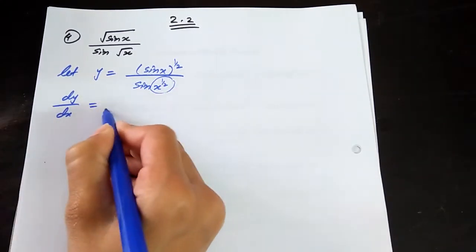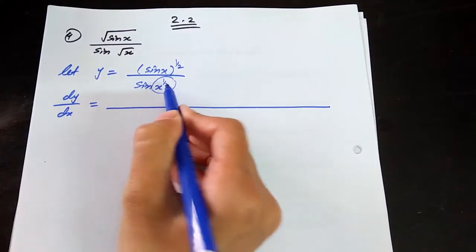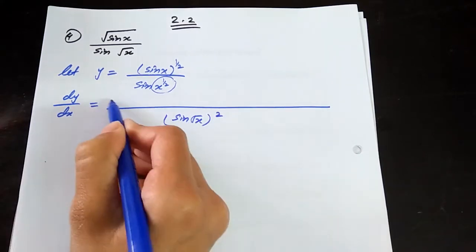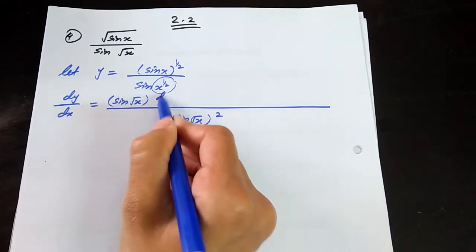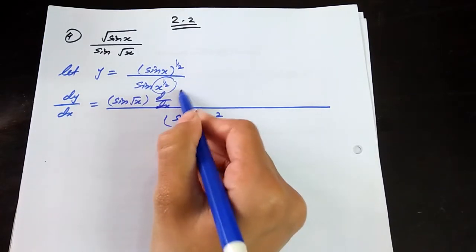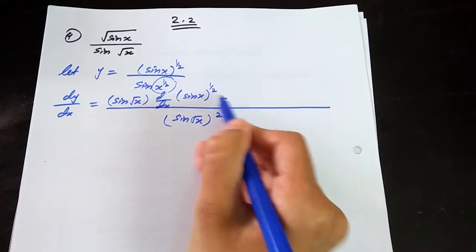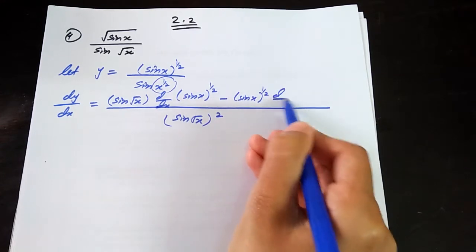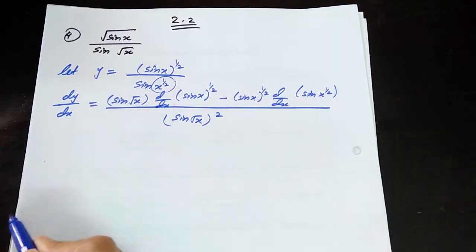This is in fraction form, so we need to just use the quotient rule. The square of the denominator, that is sin(√x) whole square. Now this denominator will come as it is into d/dx of this numerator, that is sin x raised to power 1/2, minus this numerator will come as it is, and the derivative of the denominator, that is sin(x^(1/2)).